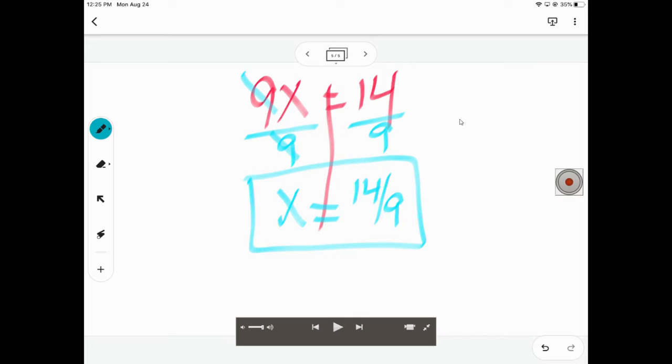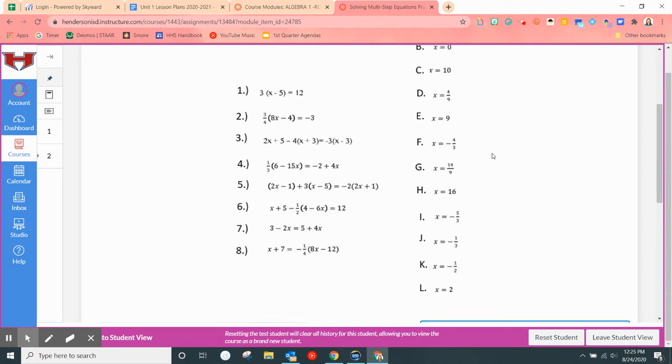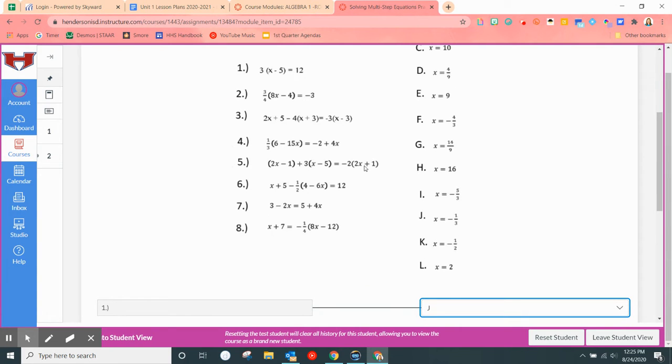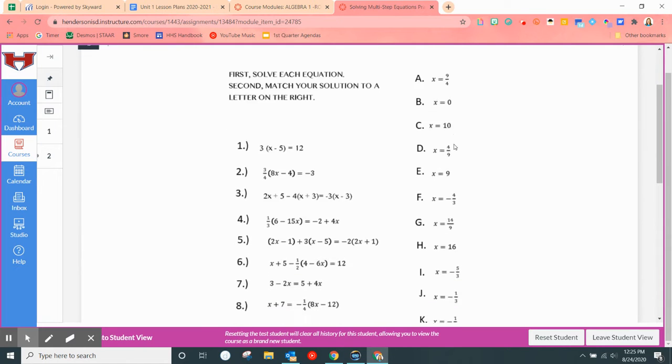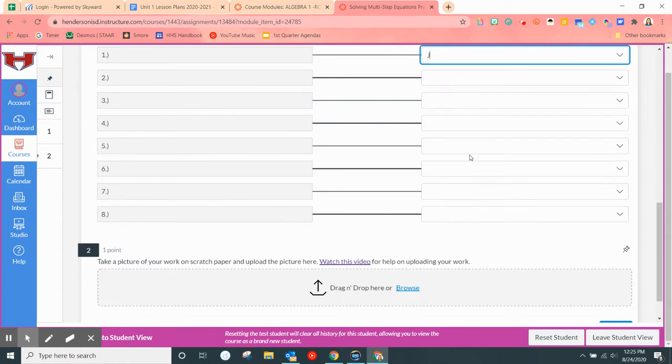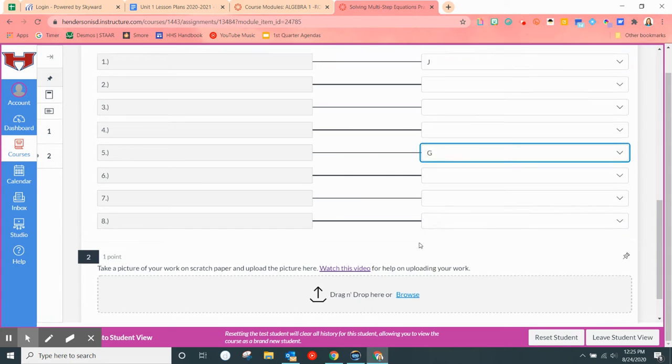So then what I would do, since that's number 5, let me minimize this. I would come over here now. So we just worked 5 and we said our answer is 14 over 9. So we would find 14 over 9 is G. So you can go to number 5 and you can select that it is G. We know that for sure.